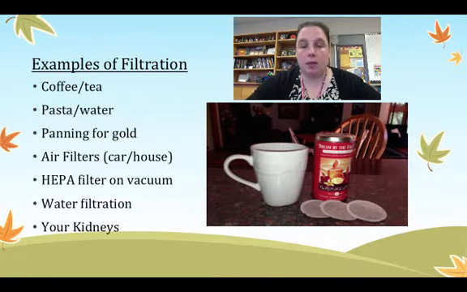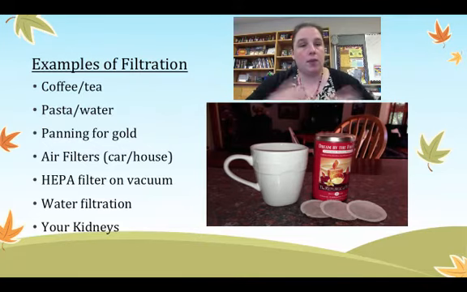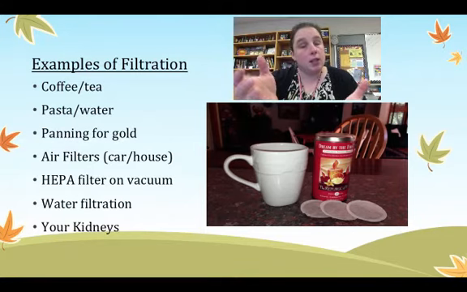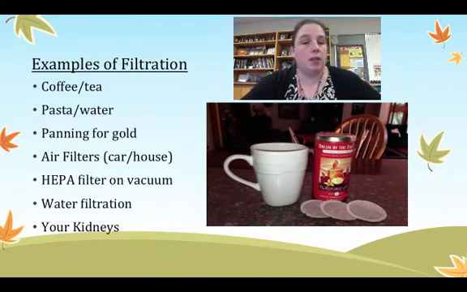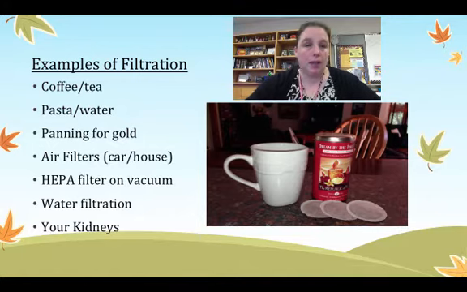So here you've got my favorite tea and teacup right here. So filtration, when you're talking about coffee and tea, is actually done with the bags if you're talking about that. Or if you make coffee, you have the coffee filters and you have the coffee grinds. So that's an example. We talked about pasta and water. If anybody's ever seen any of those TV shows that deal with gold up in Alaska, panning for gold is another way you use the water to separate the gold from the rocks.